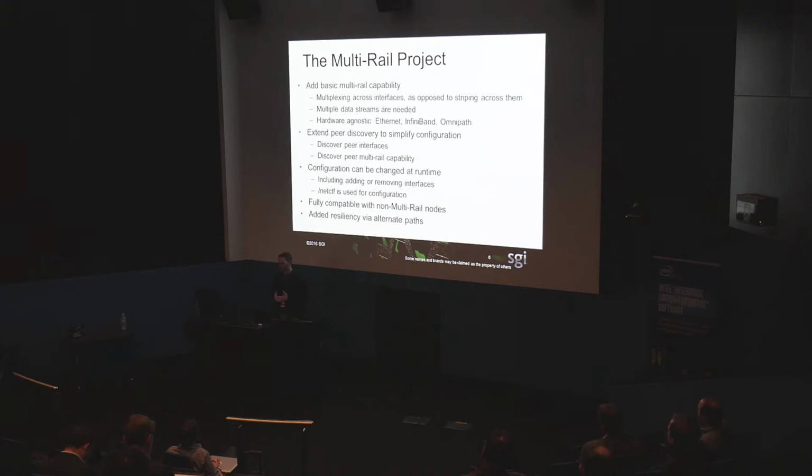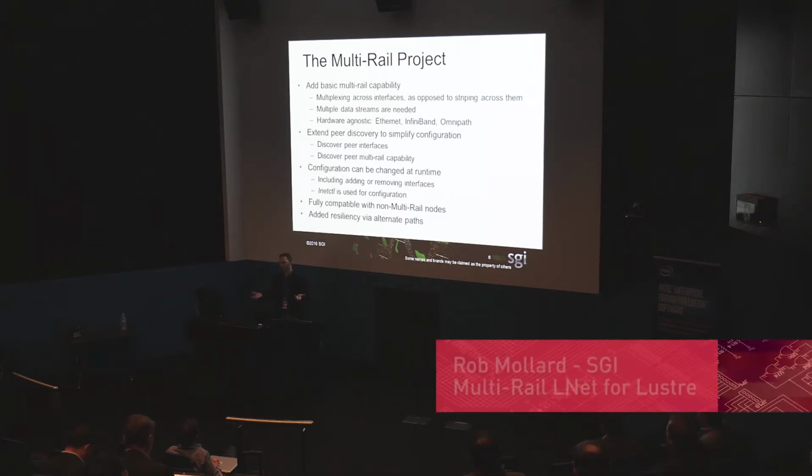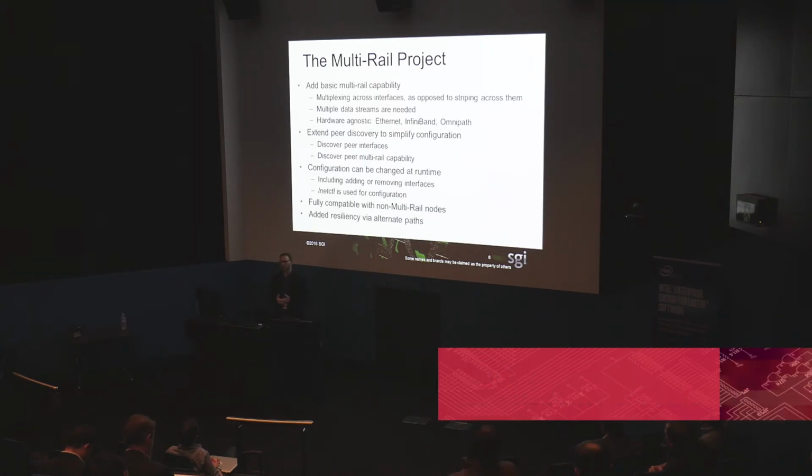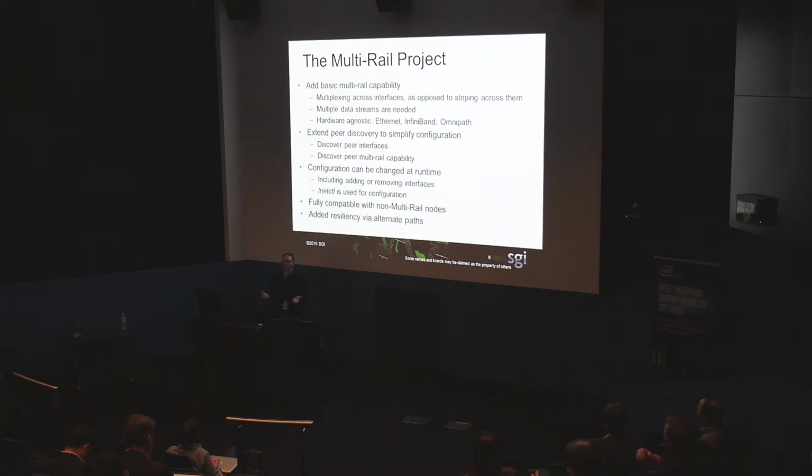The clients that you want to take advantage of the multi-rail capabilities need to be running the multi-rail patch, and so do the servers. But other clients that are not running the multi-rail patch can still function within this network. There are no problems, there's full compatibility there. So there's no need to deploy the multi-rail configuration to all of the clients if they're not going to take advantage of it. And there's added resilience from a variety of alternate paths.